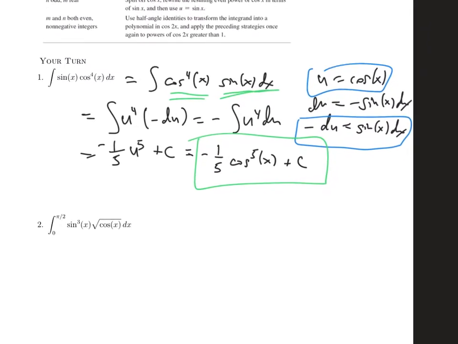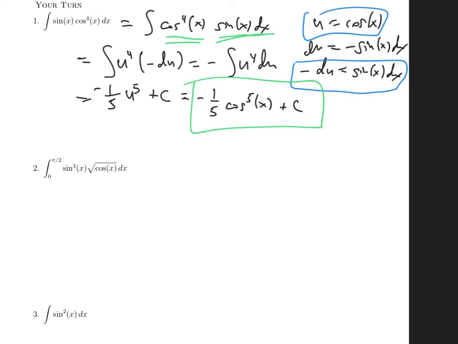And number 2, this gets at what I was talking about the power not mattering. I have square root of cosine here. And of course, square root of cosine just means cosine to the 1/2 power. So I'm going to separate out one of the sines to go with the dx. So first thing I'm doing is identifying that I have an odd power of sine, so I can separate one of those sines to go with the dx, which is what I've done here, and that'll leave me with sine squared here.